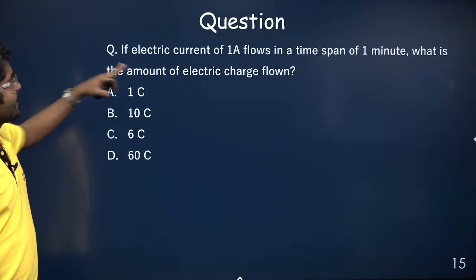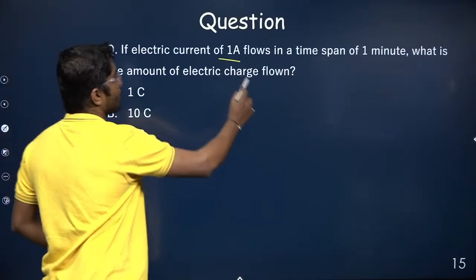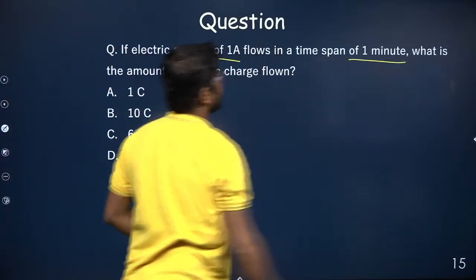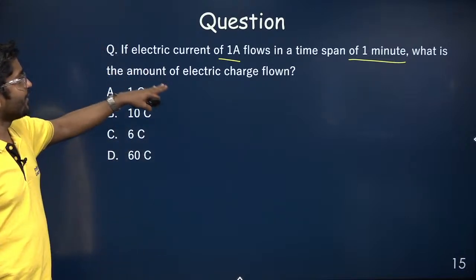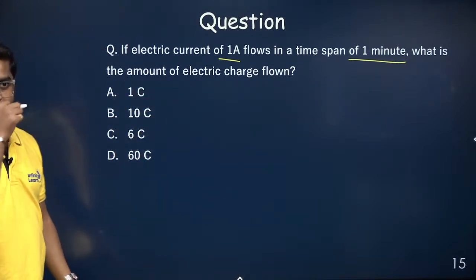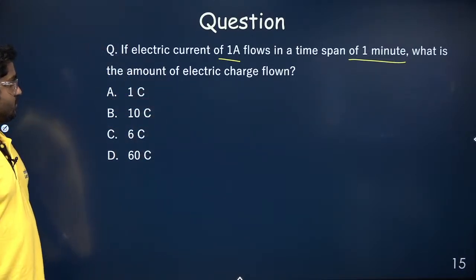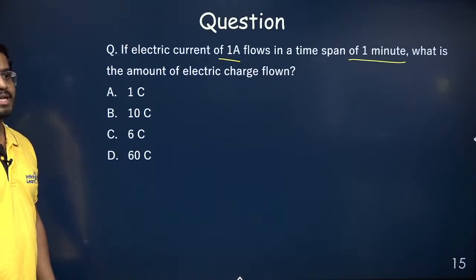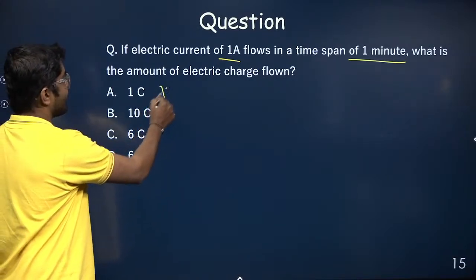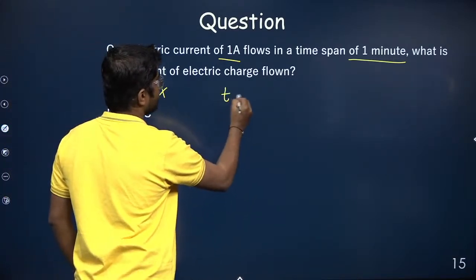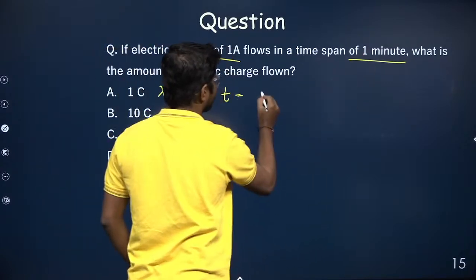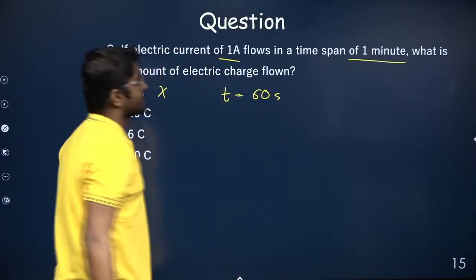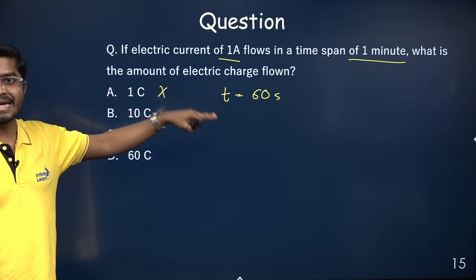So an electric current of 1 ampere flows for a time span of 1 minute. What is the amount of electric charge flown? 1 coulomb? No, that is not correct. You see here the time is 1 minute, that is 60 seconds. The SI unit of time is seconds, correct?